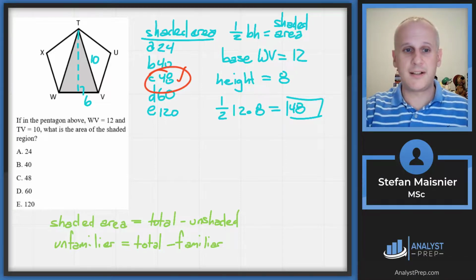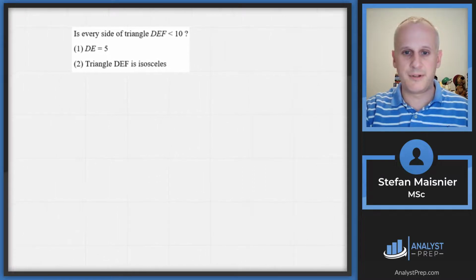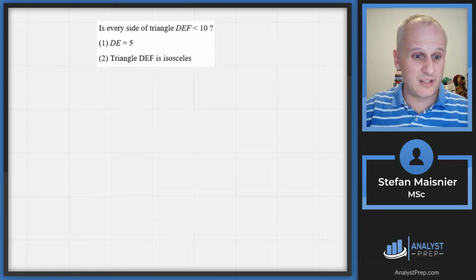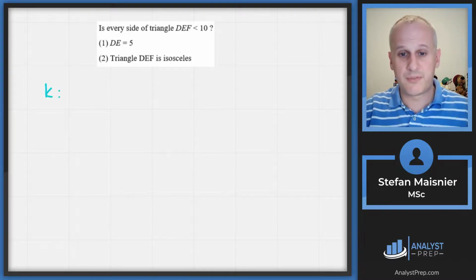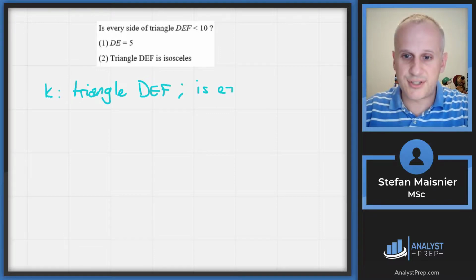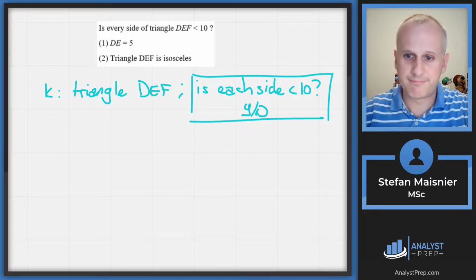But let's take a look next at a data sufficiency problem. So we've got one here of every side of a triangle. So not a lot to go on in this problem, but we just start out with what we know. And we know we've got a triangle. So we've got triangle DEF. And we want to know, is each side less than 10? And of course, this is a yes-no data sufficiency, so we note that, we box it off.